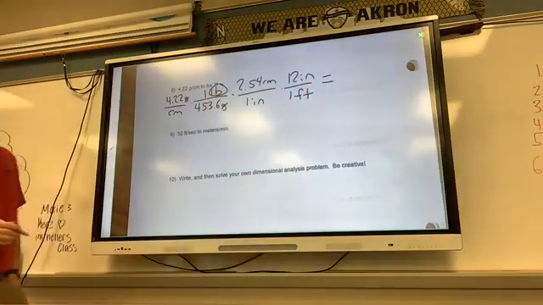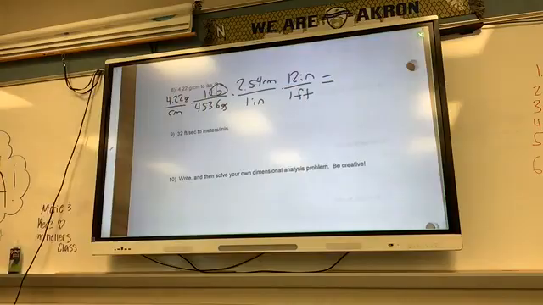Multiply everything on the top. Divide by everything on the bottom. 4.22 times 2.54 times 12 divided by 453.6. How many sig digs should my answer have? 3.